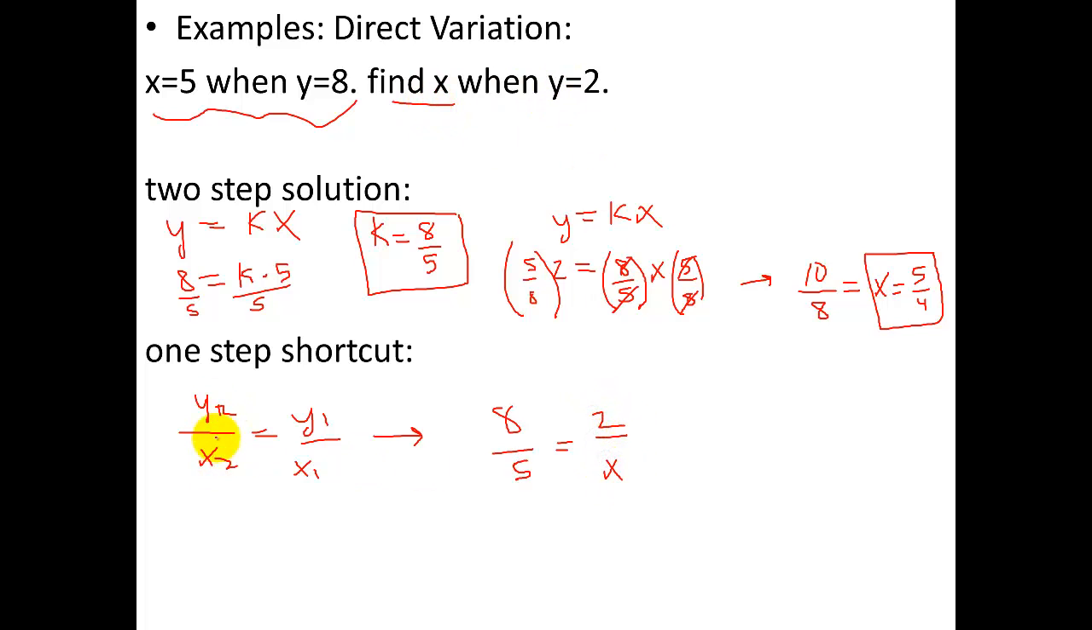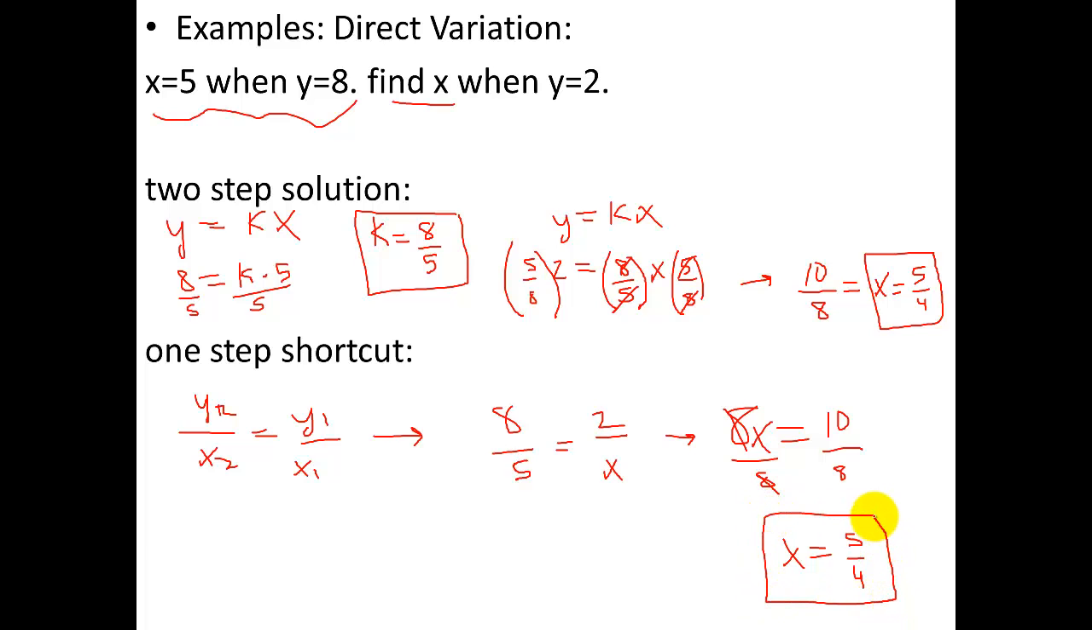It doesn't matter whether you call this 2 or 1 and this 2 or 1 because they're equal, they can change sides. To solve this, I'll cross multiply. So 8 times x equals 5 times 2, which is 10. Divide by 8, divide by 8, and x equals 10 over 8, which reduces again to 5/4, so of course you get the same answer. So 2-step solution or 1-step shortcut, they both work, but in both cases you obviously need to show what equation you're using, then plug in your numbers, then get your answer.